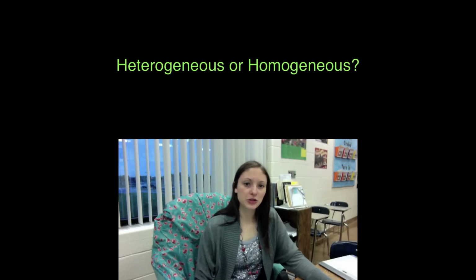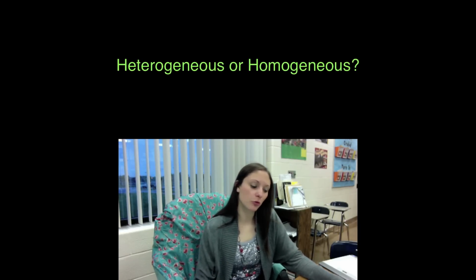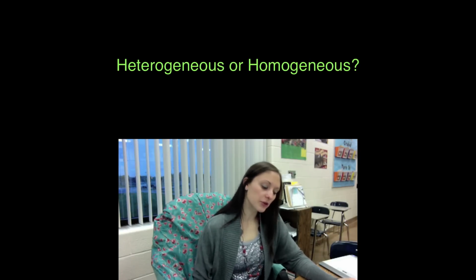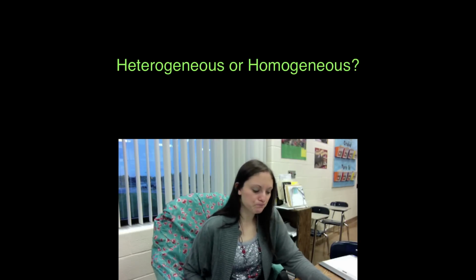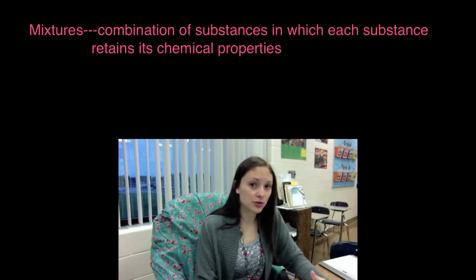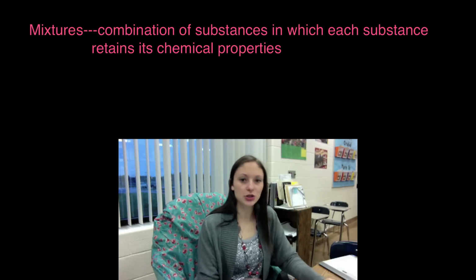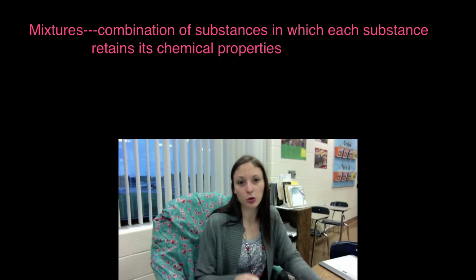Alright, for the first video for the chapter here, we're going to look at heterogeneous and homogeneous mixtures, and then just mixtures in general. So the first thing I'm going to ask you here, you see on the worksheet, is what is a mixture? Okay, mixtures are just what they sound like. They are a combination of substances in which each substance retains its own chemical property.